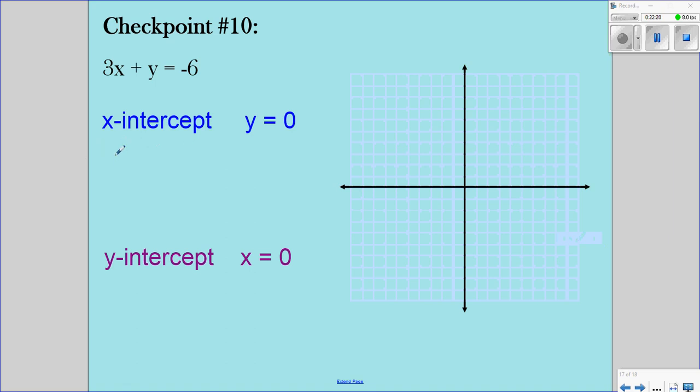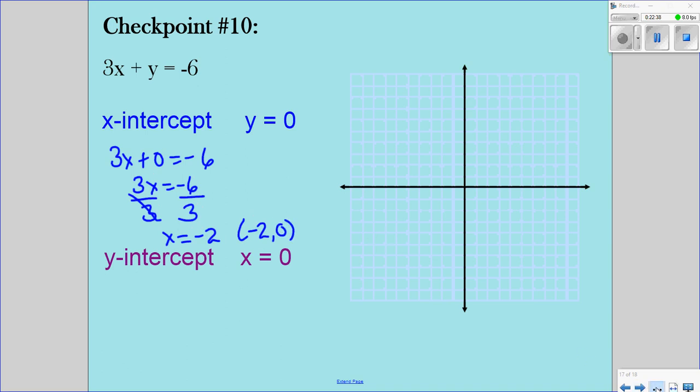X-intercept, y is equal to 0. Plug in 0 and then solve for x. So this will be just 0. 3x equals negative 6, and then you divide by 3 on both sides. And then you're going to get x equals negative 2. So that means it's negative 2, 0.